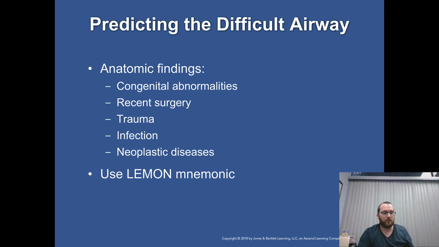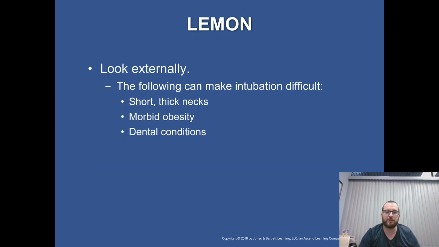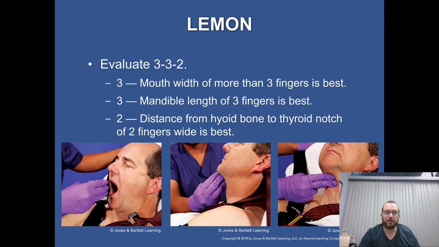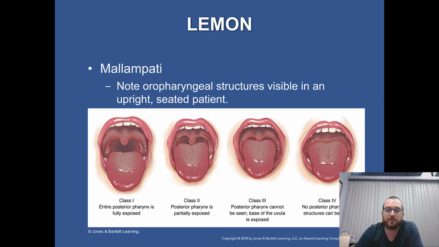Predicting the difficult airway. I was sitting in there a lot when Tyler was going through this, so this part should be matched pretty much to a T. The LEMON mnemonic, the 3-3-2, right, for space of the mouth, chin to hyoid bone, and then hyoid bone down to your thyroid notch, right? So 3-3-2. Anything less than any of those, we anticipate a little bit more of a difficult intubation attempt.